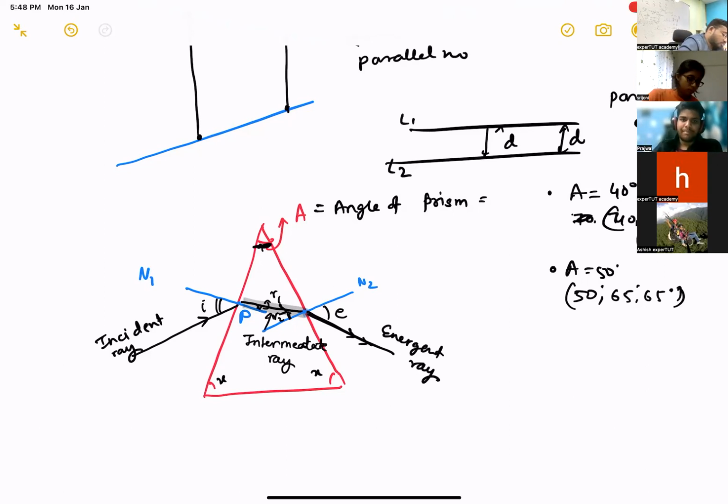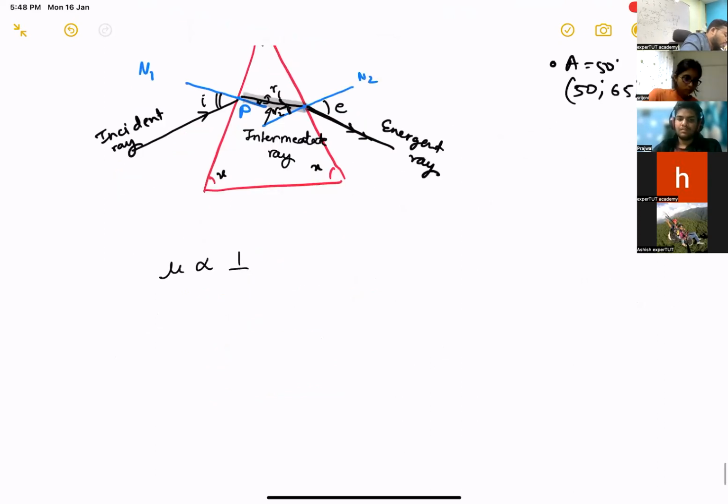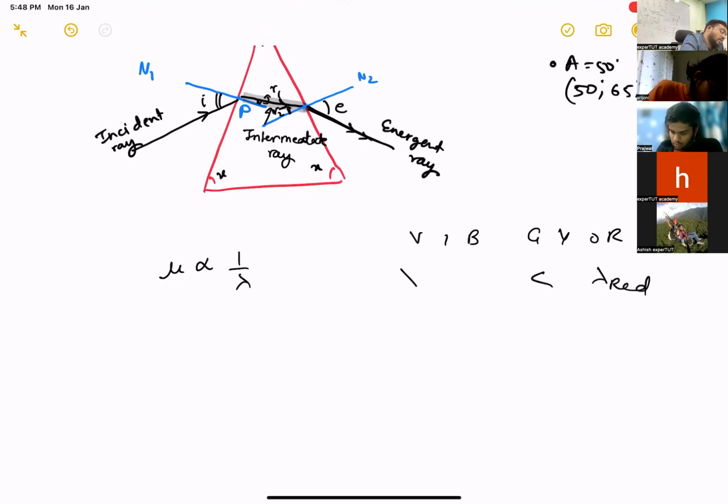Now write an important thing. Mu is inversely proportional to lambda. Mu means refractive index, and n. Now write VIBGYOR. Then write lambda red is more than lambda violet. Lambda increases along the sequence. Mahita, whose lambda is more, yellow or green? Yellow. Whose lambda is more, blue or orange?